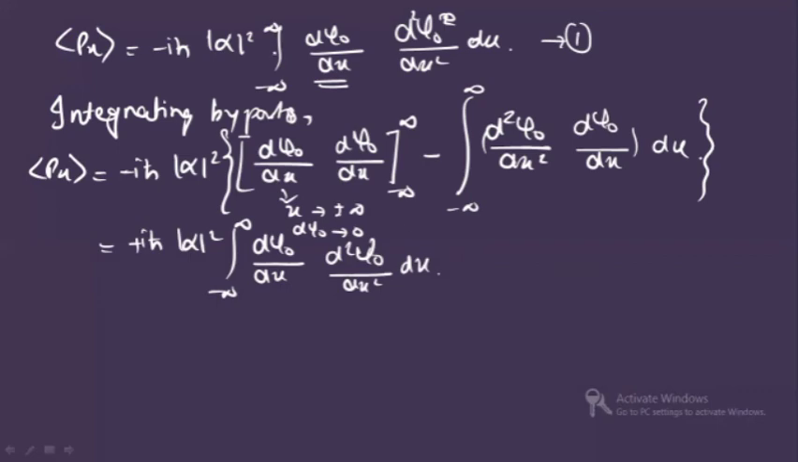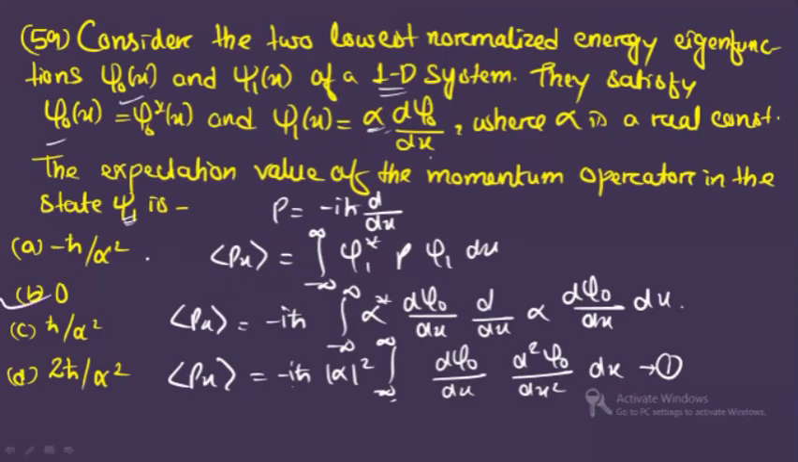So if you see this equation and this equation, both the equations, this is plus iℏ mod of α squared, integration and everything. You will see what? It is equal to what? Minus p_x, right? So from here, you will have the expectation value of p_x equals what? 0, right? So your answer is what? 0. So the expectation value of the momentum operator in the state ψ₁ is what? 0. So that's all in this video.